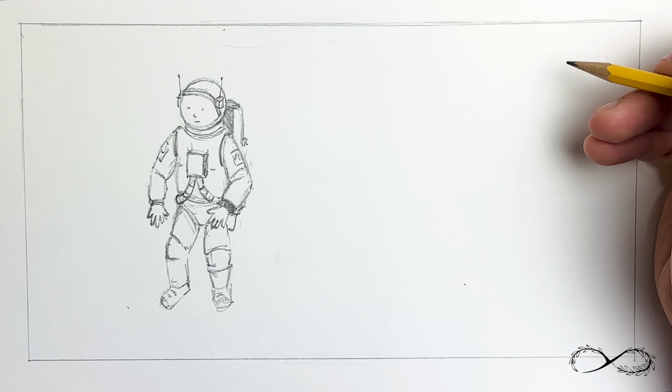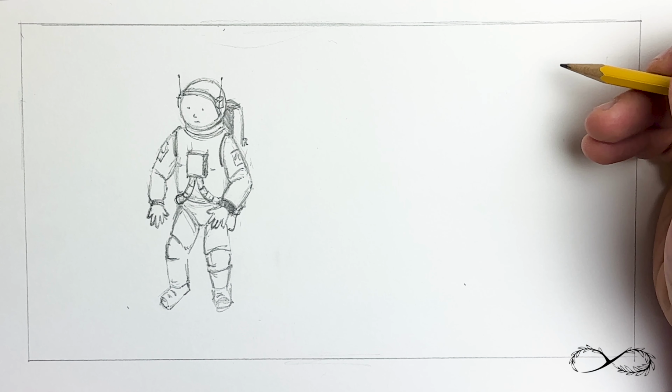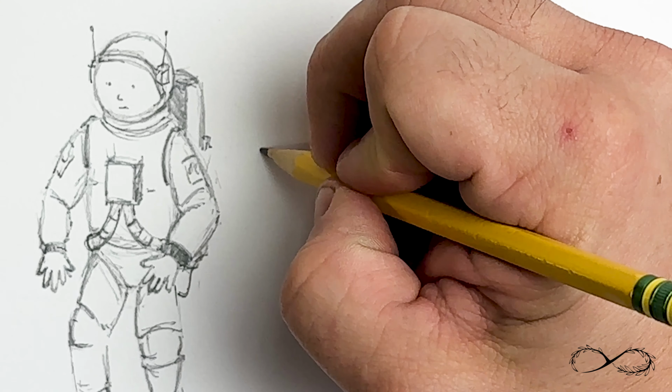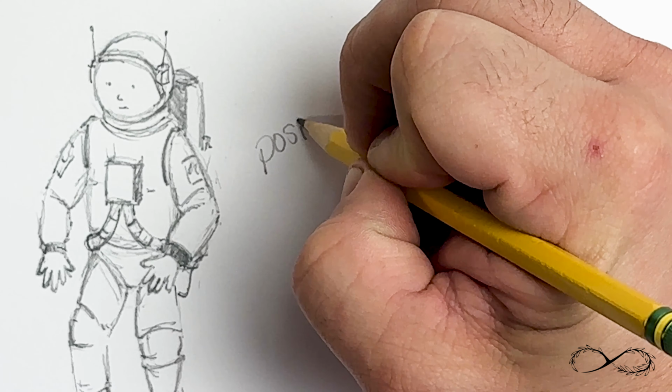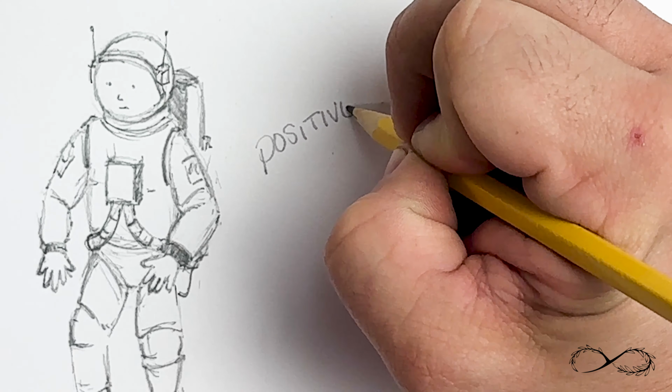Let's talk about space. Not outer space, but we'll use this astronaut as an example. Space in art is the area that an artwork or object occupies. This space is divided into two sections. Positive space is the objects or stuff in the image.